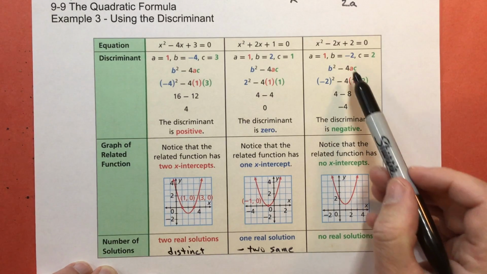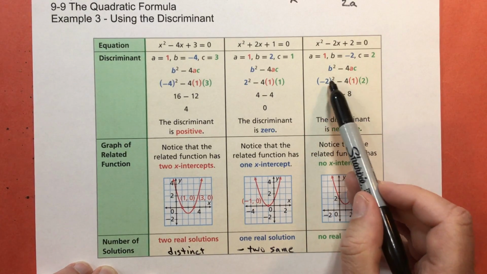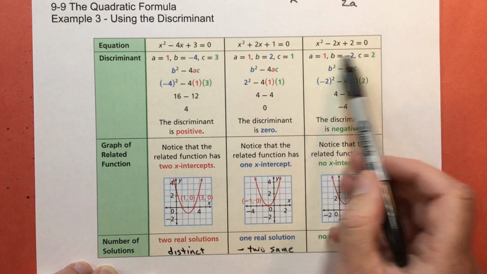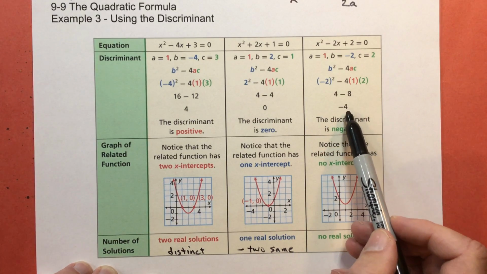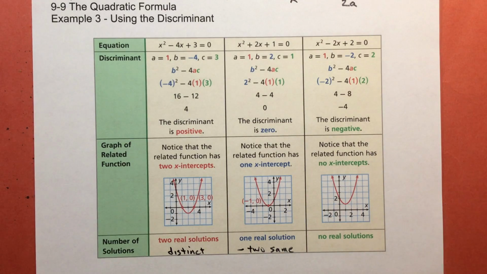Finally, for this one, you work it all out. b squared subtract 4ac. Here's your a, b, and c. I end up with -4. And when I take the square root of -4, I don't get a real number. I get something, but that's a big step that we have to take when we learn about a new group of numbers. So we're going to save that for Algebra 2.